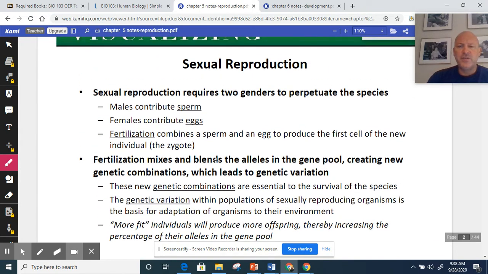So there are two genders, obviously, and the males have it a little bit easier. Their job is to produce the sperm, store the sperm, and then deliver the sperm cells. Females' job is to produce the egg cells and store the egg cells. And then they also provide the site for fertilization. So where the sperm and egg meet, that's going to be happening inside the female reproductive structures.